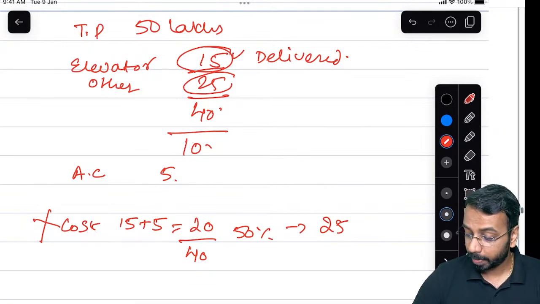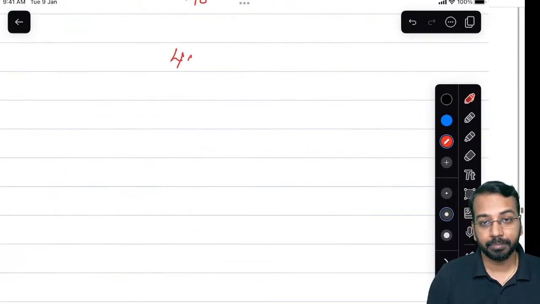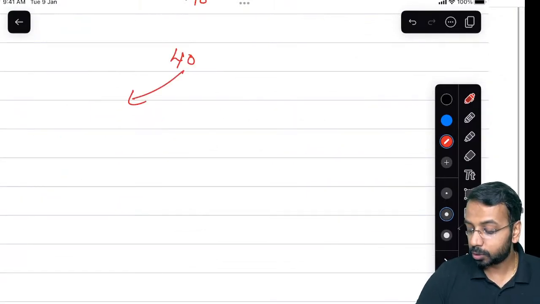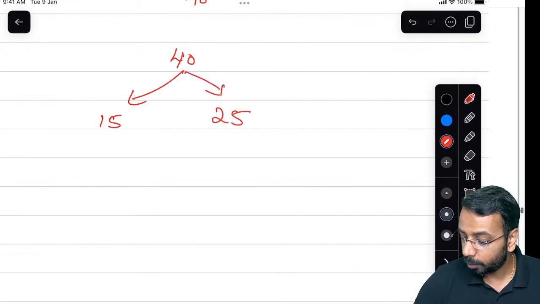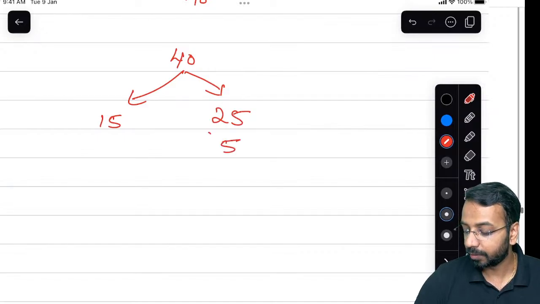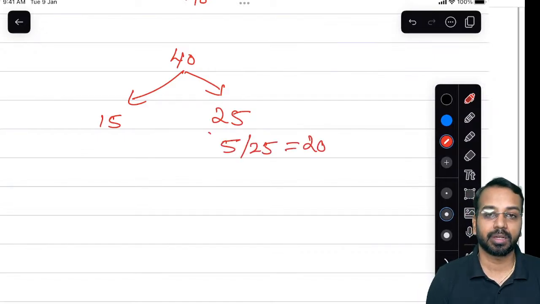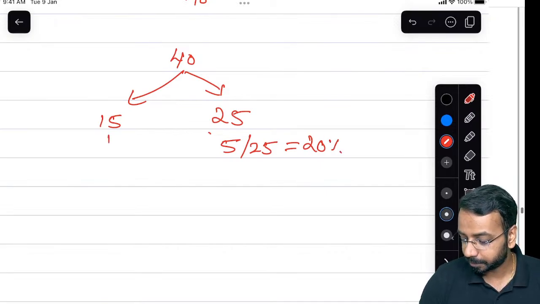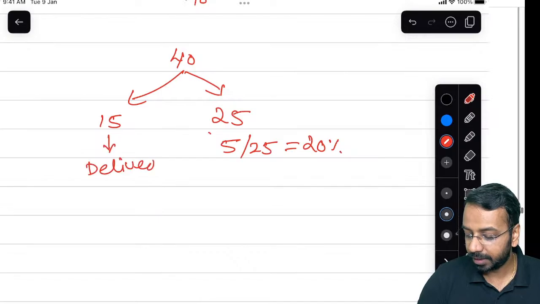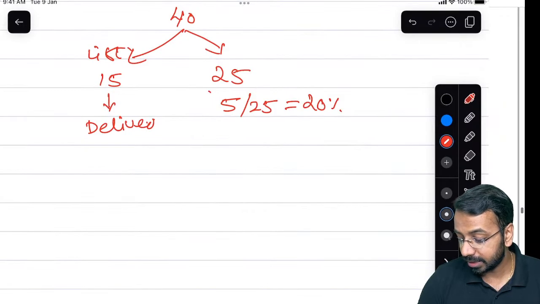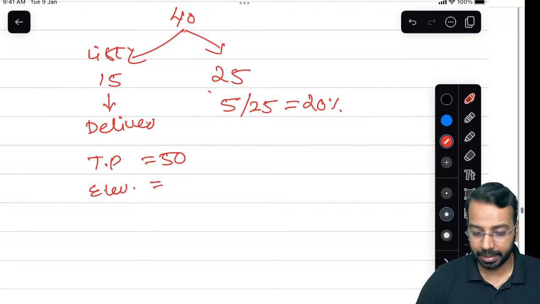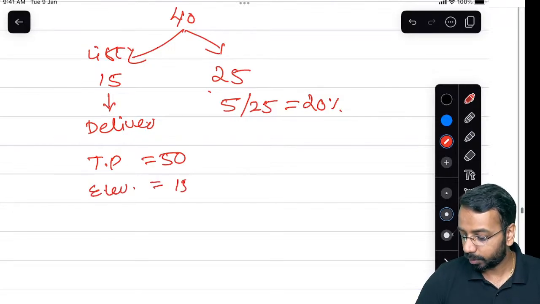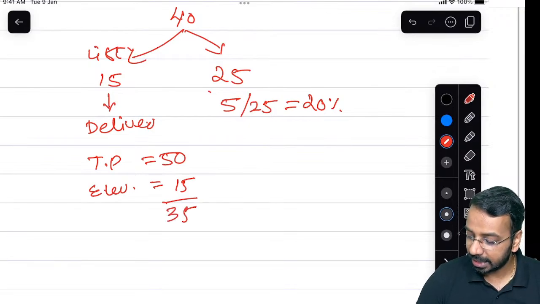So what it says is, take 40 total cost, 15 is towards elevator, 25 is towards other cost. Out of this 25, how much have we completed? You have completed 5 out of 25. So this represents 20% completion. This is delivered. The 15 of lift is already delivered, right? Now, from the total revenue, transaction price is 50, out of which elevators cost, if you exclude 15, you have how much? 35. So what the standard says is, this elevator, you keep it aside.